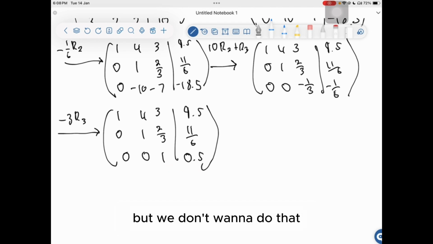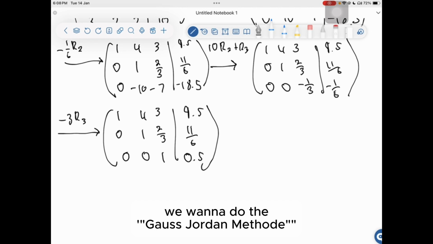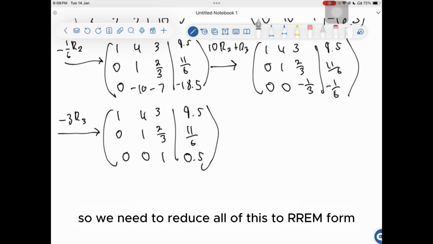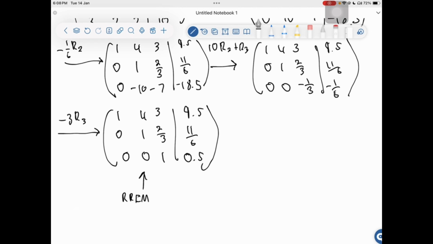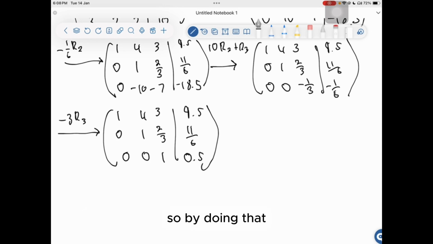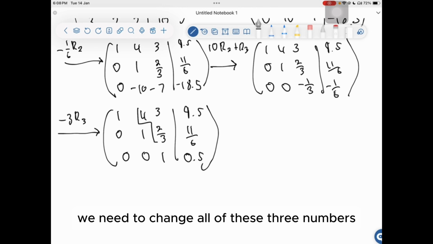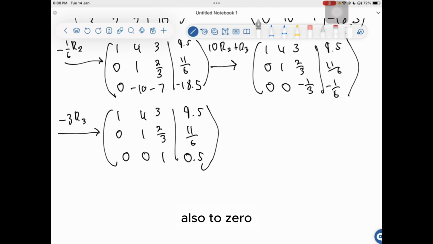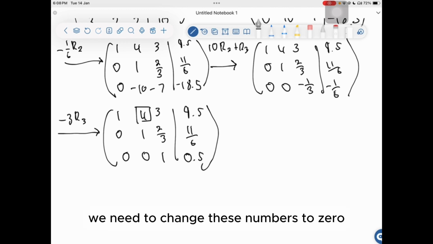But we don't want to do that. We want to do the Gauss-Jordan elimination method. So we need to reduce all of this to RREF form. Then we will get the coefficient, the answers. So now we will continue reducing it to the RREF. By doing that, we need to change all of these three numbers also to 0.